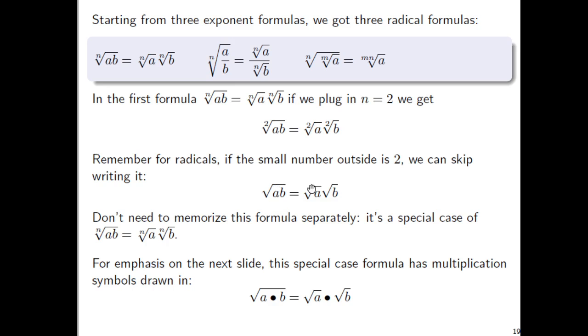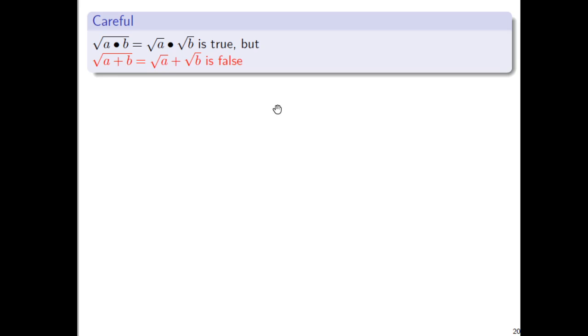Now this formula right here, root ab equals root a times root b, I just want to really clarify something. So for emphasis, I'd like to really draw in the multiplication signs. I've drawn them in big. So down at the bottom of slide number 19, this is really the same as what's in the middle of slide 19. I just drew in the multiplication symbols to try to illustrate a point.